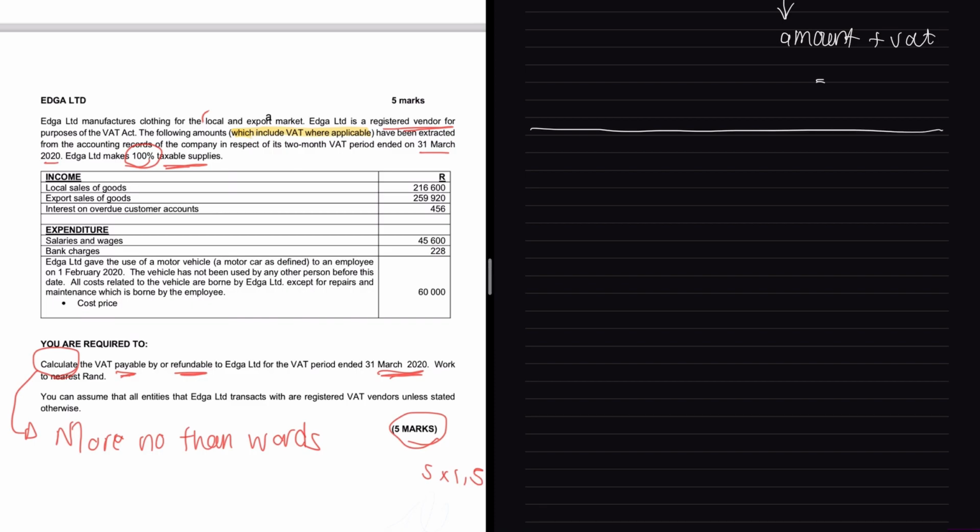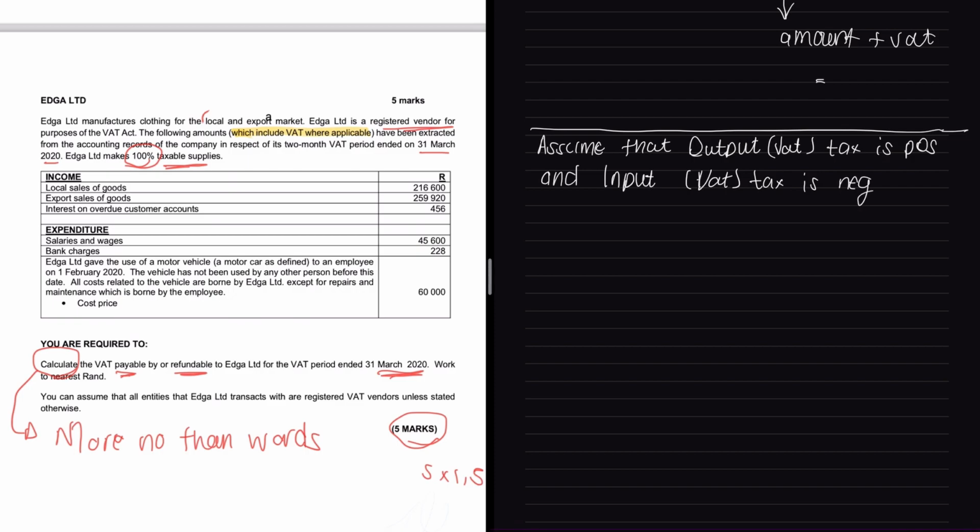I like to begin these questions by telling the marker what to expect. So you'll begin by saying, assume that output VAT tax is positive and input VAT tax is negative. So as you put in your signs, you are not letting the marker assume. You have already told them what is positive and what is negative, and they can simply follow.